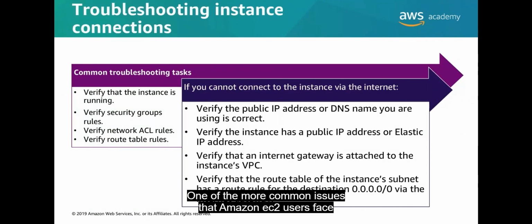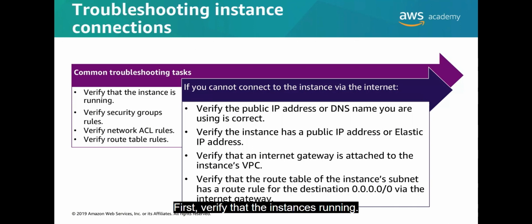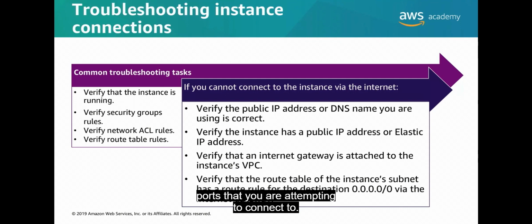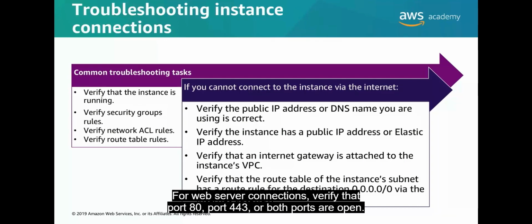One of the more common issues that Amazon EC2 users face is that they cannot connect to an EC2 instance. Here are the most common reasons for this issue. First, verify the instance is running. Also verify that the security group allows connections over the port or ports that you are attempting to connect to. For example, for SSH connections, verify that port 22 is open. For web server connections, verify that port 80, port 443, or both ports are open.